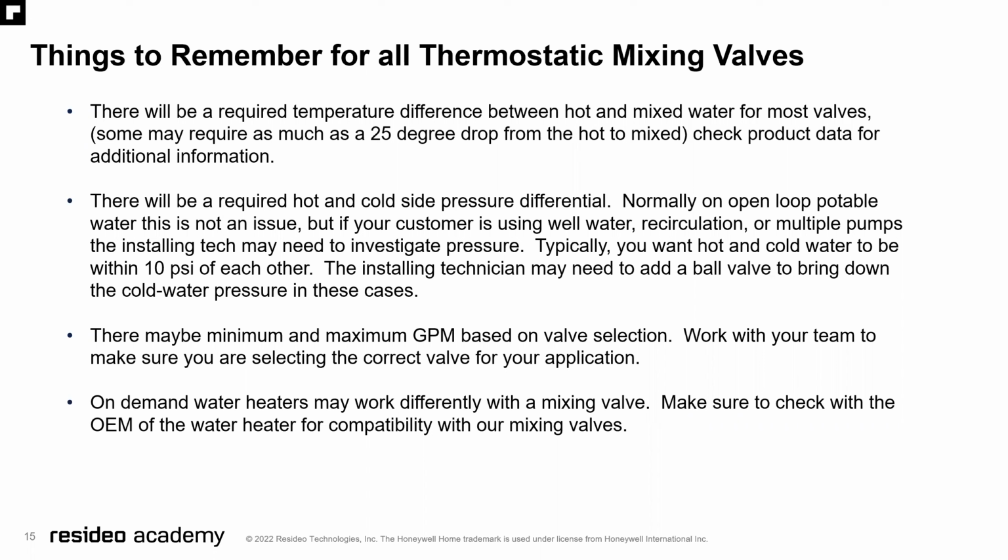Additionally, there will be a required hot and cold side pressure differential. Normally on open loop potable water, this is not an issue, but if your customer is using well water, recirculation, or multiple pumps, the installing tech may need to investigate the pressure. Typically, you want your hot and cold water to be within 10 psi of each other. The installing technician may need to add a ball valve to bring down the cold water pressure in some of these cases. Additionally, there may be minimum and maximum GPM based on valve selection.